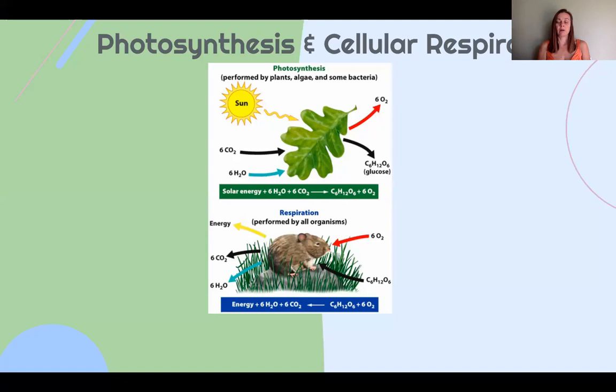Phytoplankton in the ocean are actually the largest contributor to photosynthesis, so the largest removers of carbon dioxide and the largest contributors of oxygen. And then we have cellular respiration, and it's important to recognize that when we talk about cellular respiration, we are not talking about breathing. We are talking about a process that all organisms do.